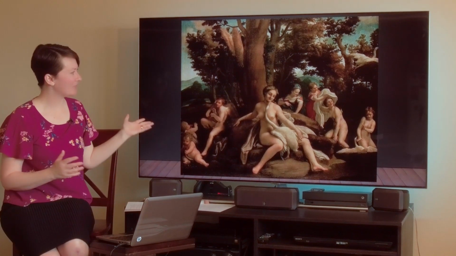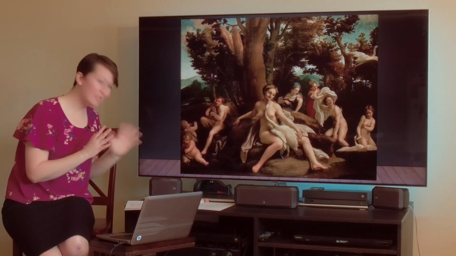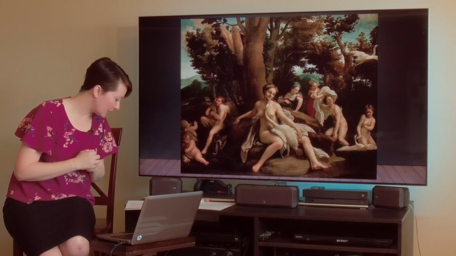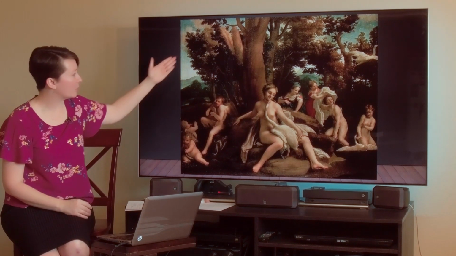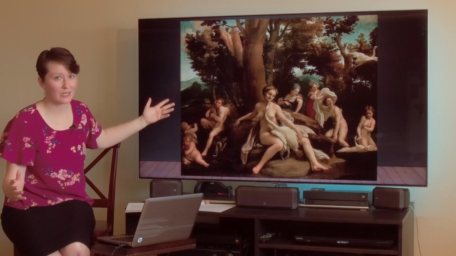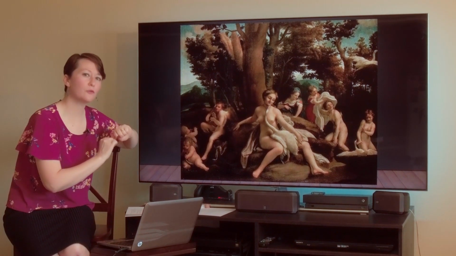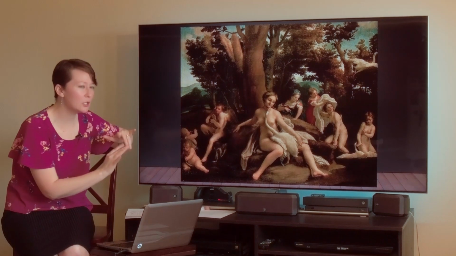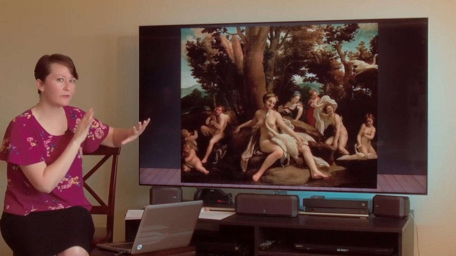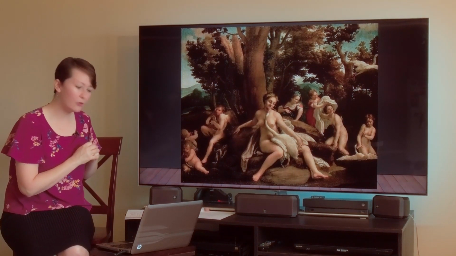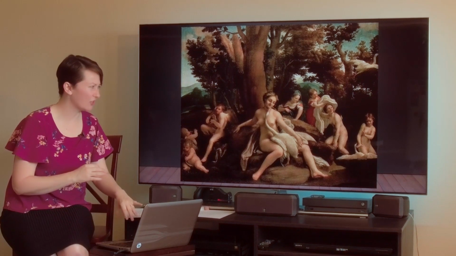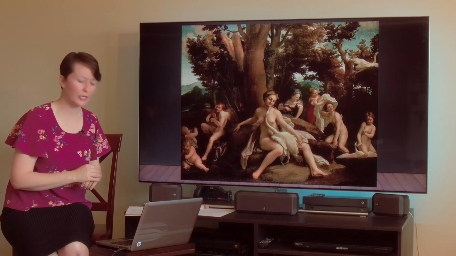So, this version of this story is painted by Correggio. You see a beautiful Italian Renaissance landscape in the background. Do you notice it's a little bit of sfumato? It's kind of brownish, a little bit soft, you know? Really beautiful representation of a very creepy story.